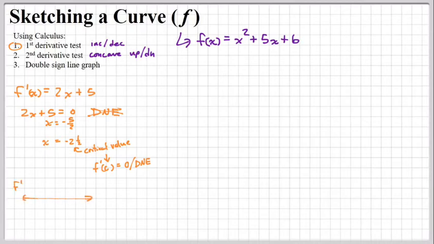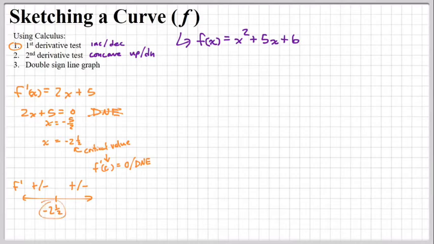Here's my first sine line graph for the first derivative test. I'm just going to put a -2 1/2 right here. And what we're going to do is find out in this interval if all of the f primes are positive or negative, and then we're also going to find out in this interval if all the f primes are positive or negative. In order to do that, you can pick numbers and plug them in and test them.